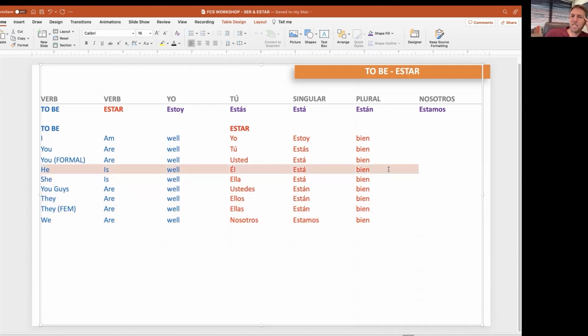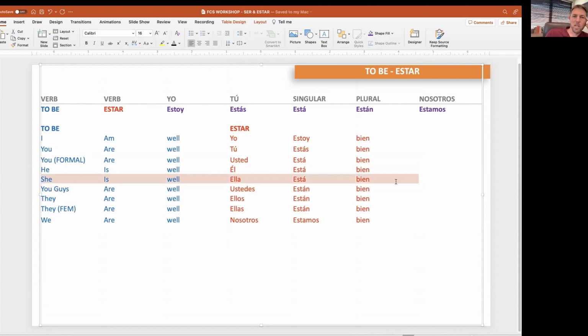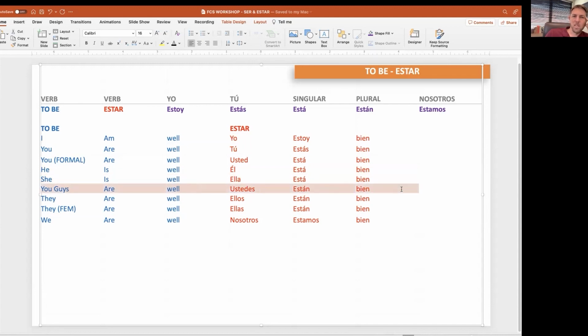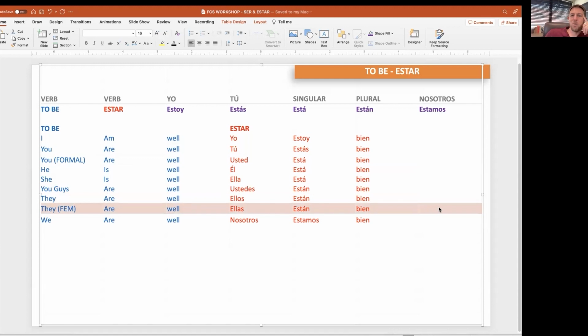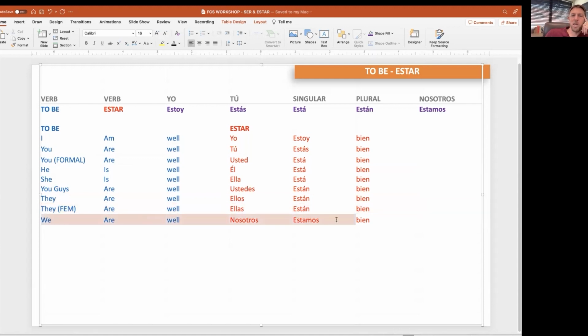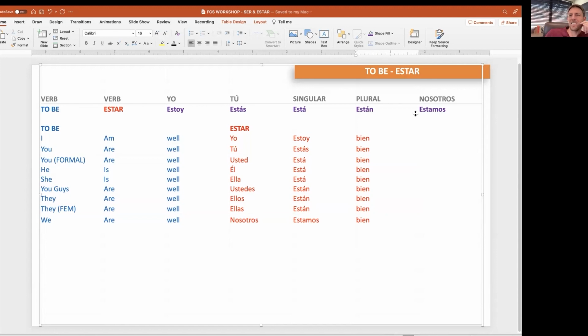He is well. Él está bien. She is well. Ella está bien. You guys are well. Ustedes están bien. All right. They are well. Ellos están bien. Female, they are well. Ellas están bien and we are well. Nosotros estamos bien. Estoy, estás, está, están, estamos.